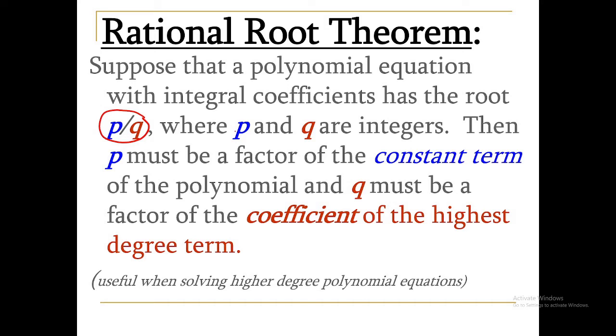Then, take note, p refers to the factor of the constant term. So, you focus on the constant term, meaning the last term, the term without any variable, and you factor it out. The q here is the coefficient of the highest degree term. Meaning, the coefficient of the first term, you factor that, and that is q. Let's apply that in our first example so it will be better understood. Again, p is the constant term, and q is the first term coefficient.